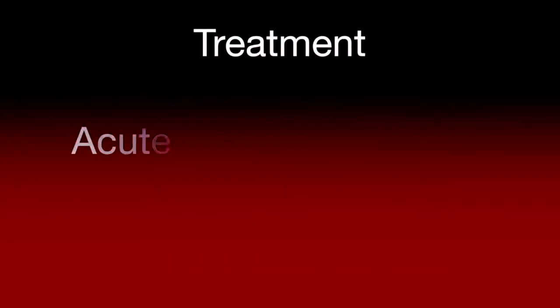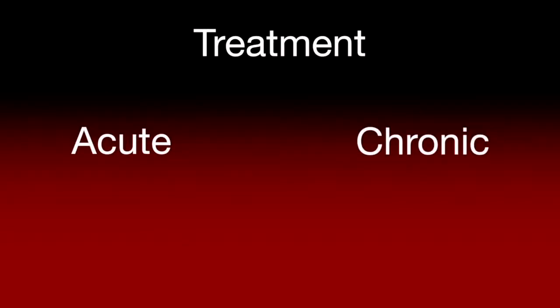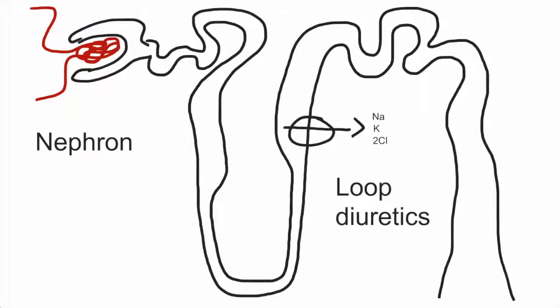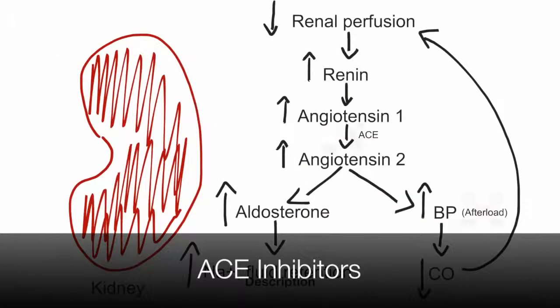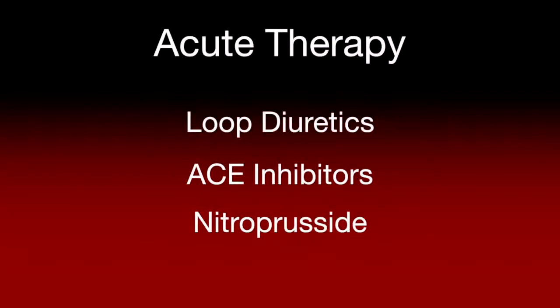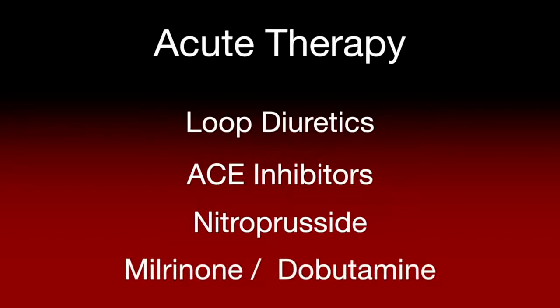Treatment. Treatment of congestive heart failure can be broken down into the acute and chronic therapies. In the acute setting, treatment with loop diuretics helps reduce volume and alleviate symptoms. Afterload reduction with ACE inhibitors or nitroprusside in patients with cardiogenic shock helps to improve cardiac output. In the event of severe heart failure or cardiogenic shock, inotropes like milrinone or dobutamine may be required to augment cardiac output.